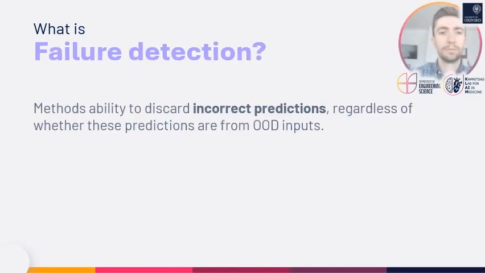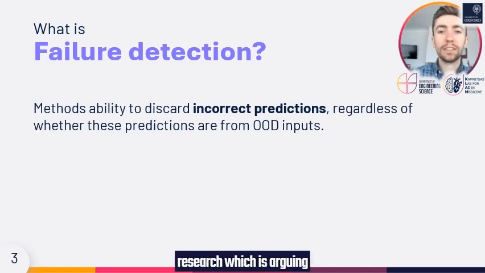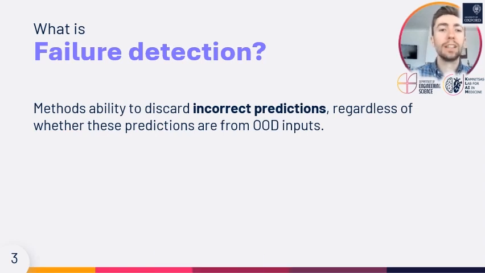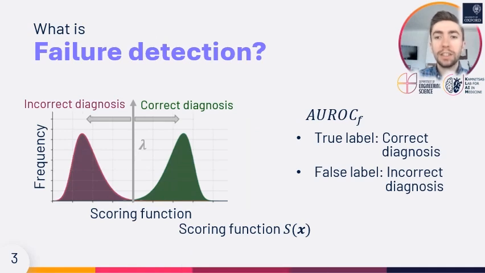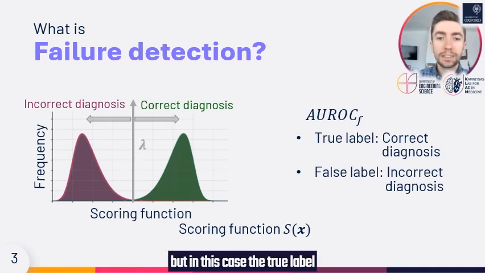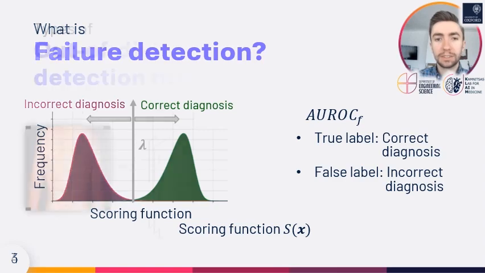However, there is a growing body of research arguing that the out-of-distribution detection framework does not effectively reveal which method is best at detecting errors. They propose evaluating methods on their ability to discard incorrect predictions, regardless of whether these predictions are from OOD inputs. As with OOD detection, for failure detection methods, we get a scoring function for each image. We typically quantify the performance of failure detection using AUROC again, but in this case, the true label is if the diagnosis is correct, and the false label is an incorrect diagnosis.